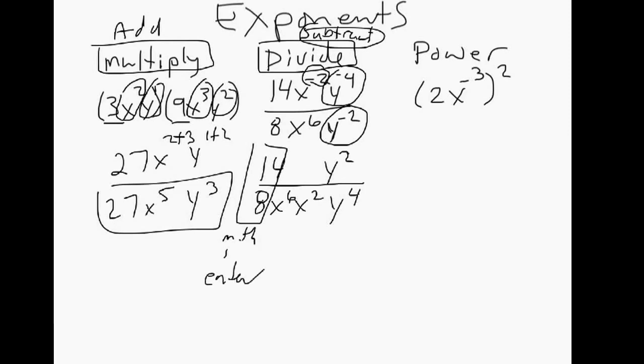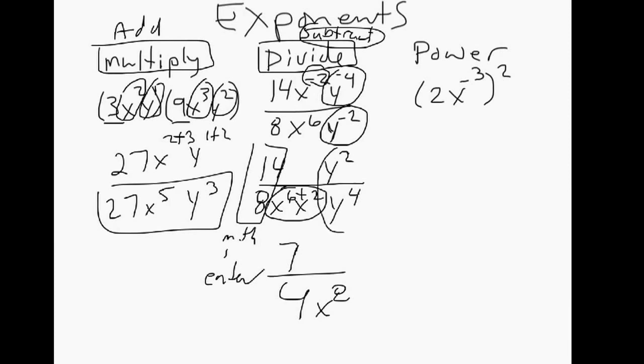So I'll do that on my calculator now. 14 divided by 8, math 1, enter, is 7 over 4. So I know 7 goes on top, 4 goes on bottom. Here, the x's are both on the bottom now, so this becomes a multiplication problem, or an addition problem. 6 plus 2 is x⁸ on the bottom.